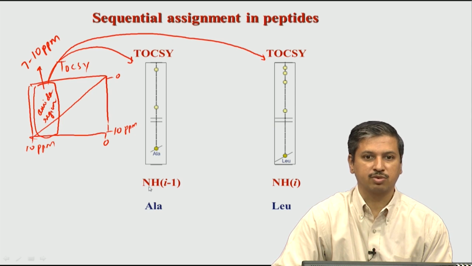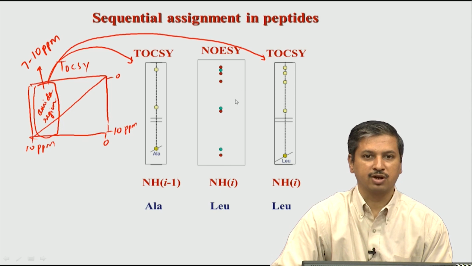As per the text written here, this NH is residue i and this NH is residue i minus 1. That means alanine is coming before leucine. But how did we find that out? We can find it out from the NOESY. What will happen in a NOESY is that the two different spin systems which are there in the TOCSY will be combined, and you will see this in the NOESY.